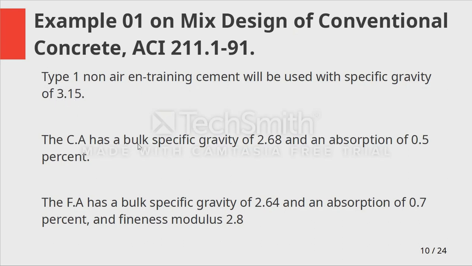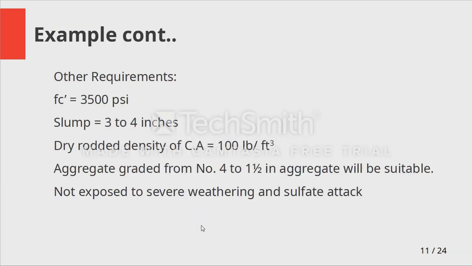The coarse aggregate has a bulk specific gravity of 2.68 and an absorption of 0.5%. So the coarse aggregate absorbs 0.5% of water. They have also given that the fine aggregate has a bulk specific gravity of 2.64, an absorption of 0.7%, and a fineness modulus of 2.8. So all this data is given.